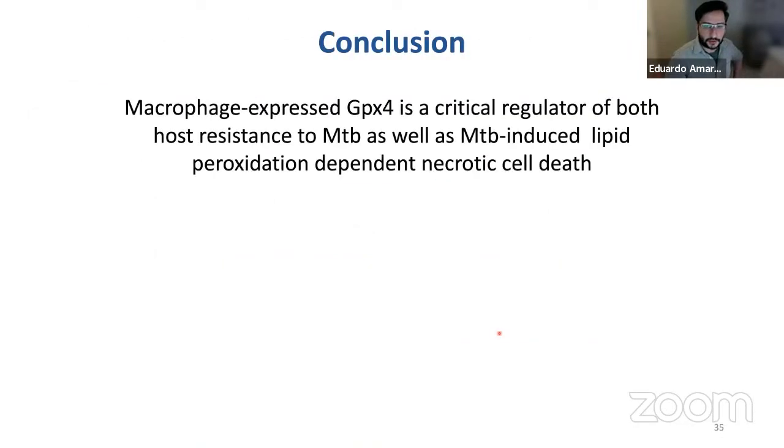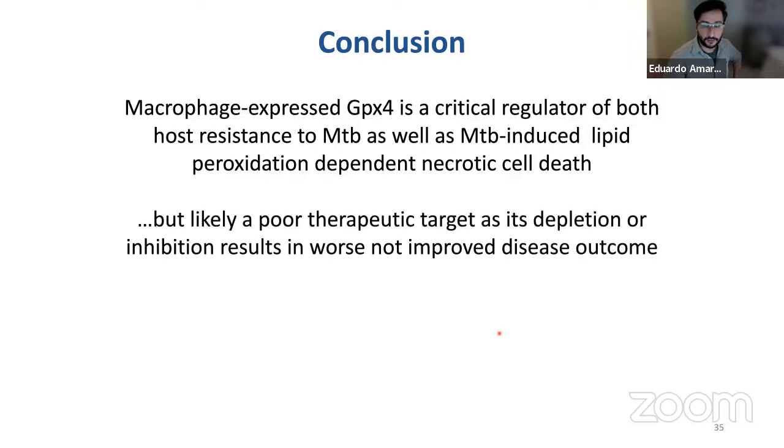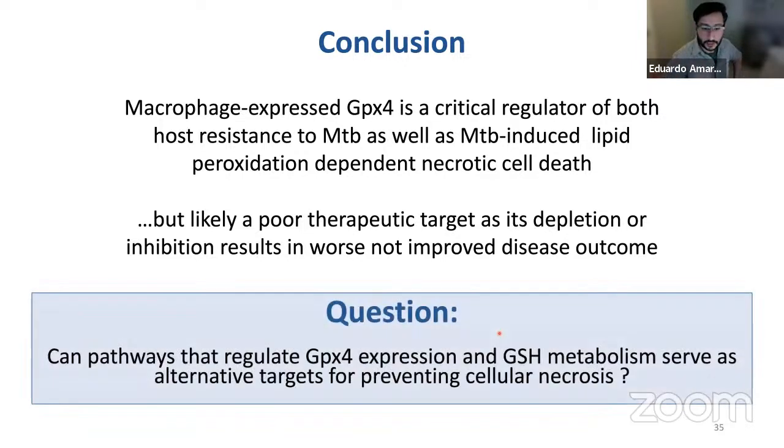However, thinking about host-directed therapy, although we saw that GPX4 is important to regulate host resistance to MTB infection through the regulation of cell death, GPX4 represents a poor therapeutic target because its depletion or inhibition results in worse, not improved, disease outcome. So that's why we started to think about pathways that would control GPX4 and the glutathione metabolic pathway and serve as alternative targets for preventing necrosis.